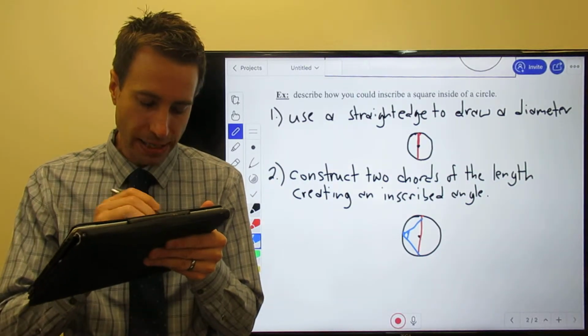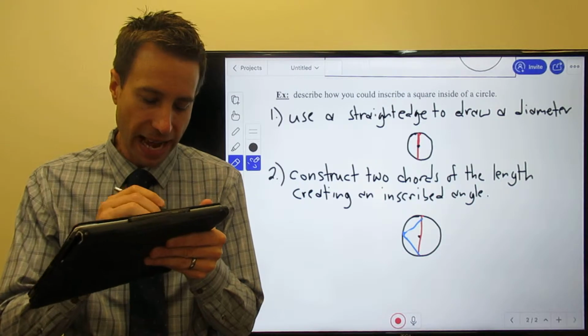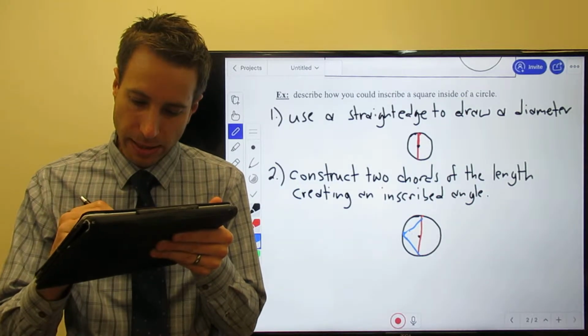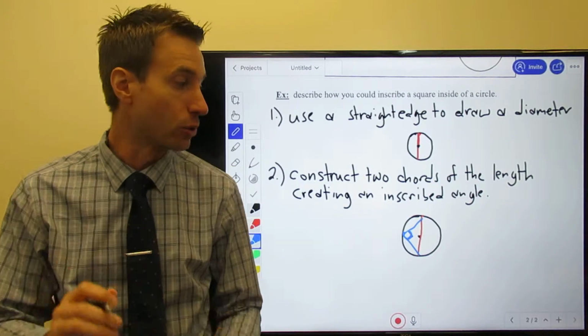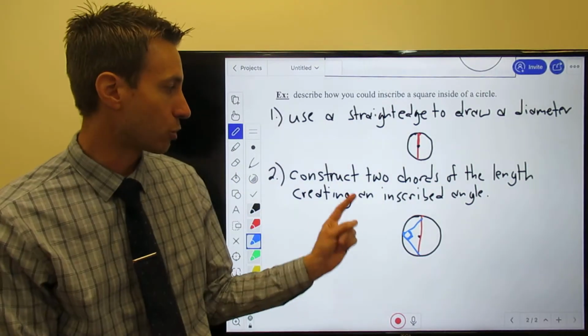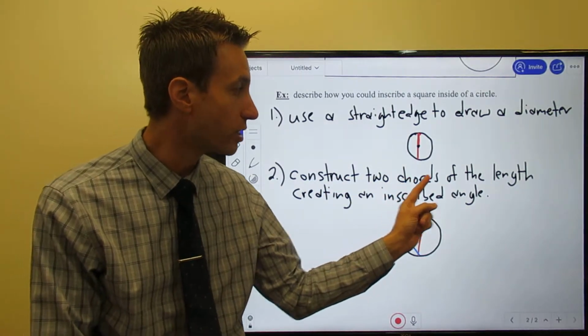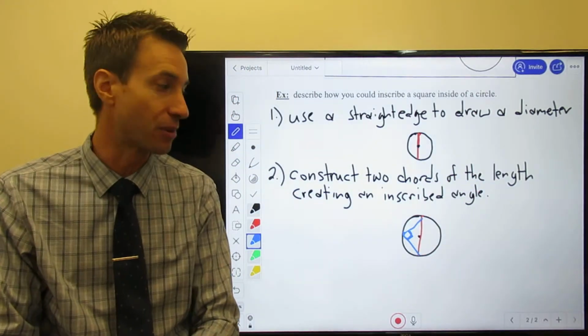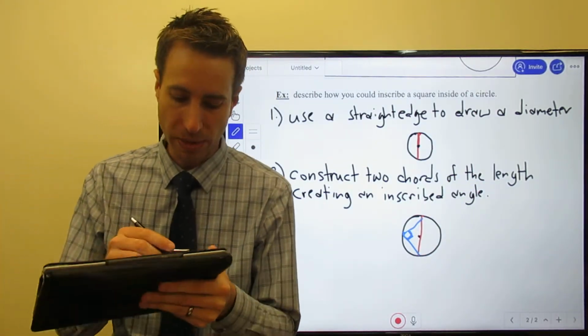And remember, in a square, all of the angles are 90 degrees. In addition to the angles being 90 degrees, the lengths of the sides are all the same, which is why it's important that those chords both be the exact same length. That way all the lengths will be the same.